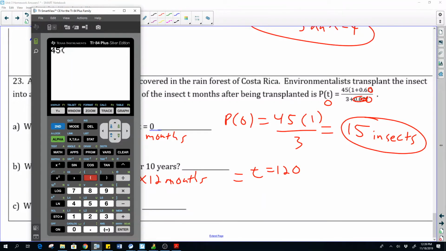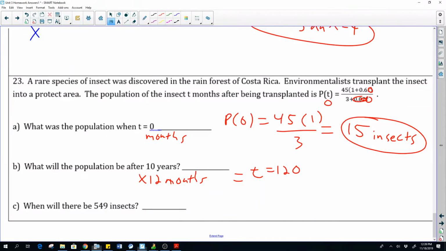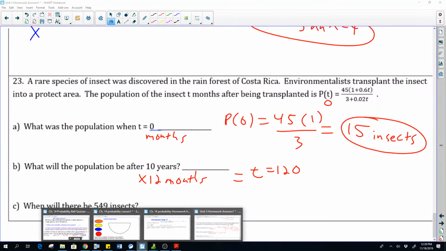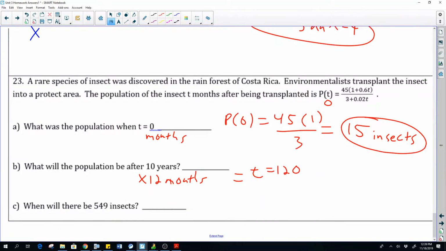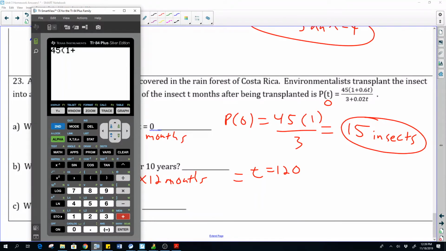So 45 times 1 plus 0.6 times t. We're just doing a math video right now for our Math 3 class. So we're going to plug in 1 plus 0.6 times, and our t is equal to 120. Okay, so we'll plug that in.